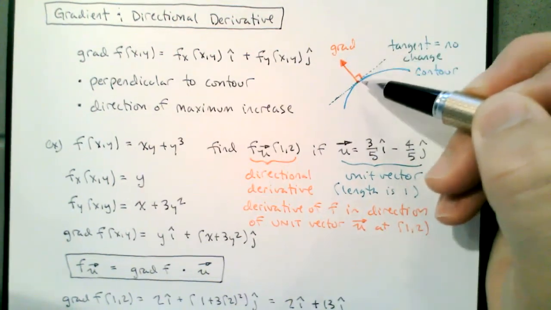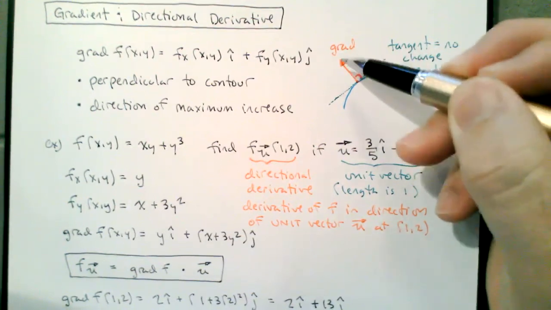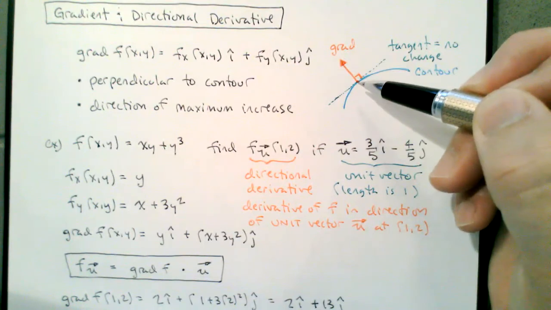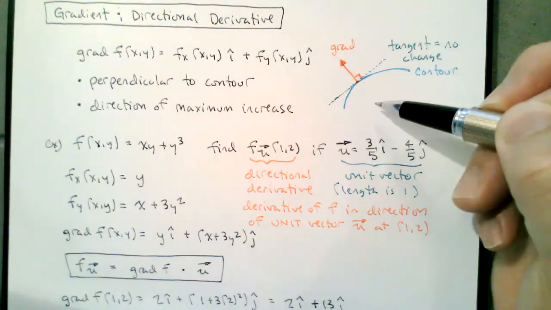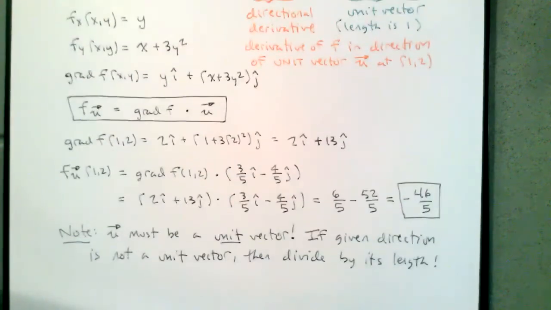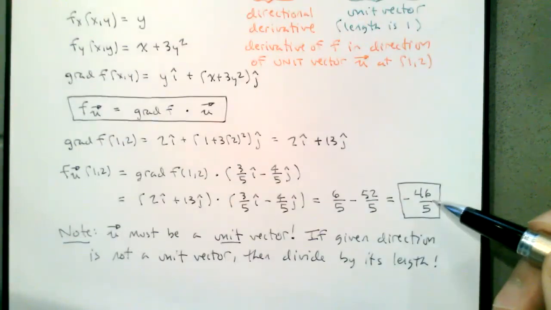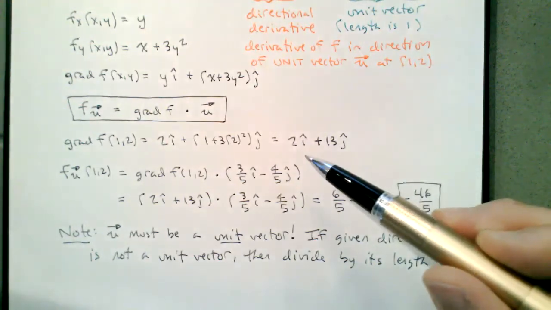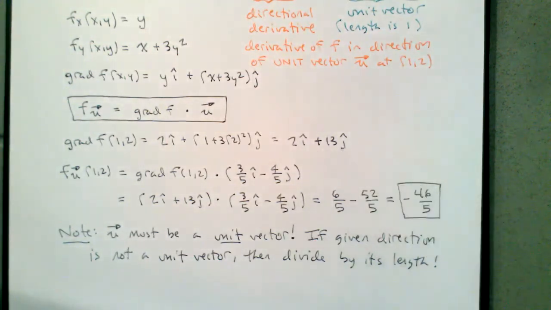Tangent to the contour will have 0 change. Perpendicular to the contour in the direction of the gradient will be maximum increase, and the negative gradient will be maximum decrease. What happened in this example, where we calculated the change of negative 46 over 5, is that we had the gradient going in the direction 2 and 13.